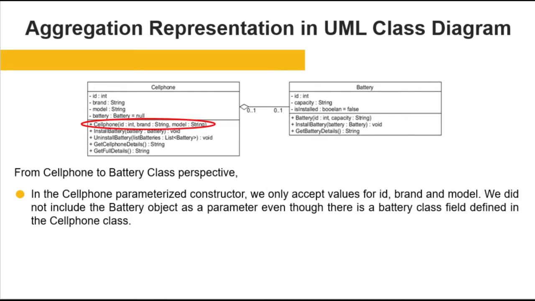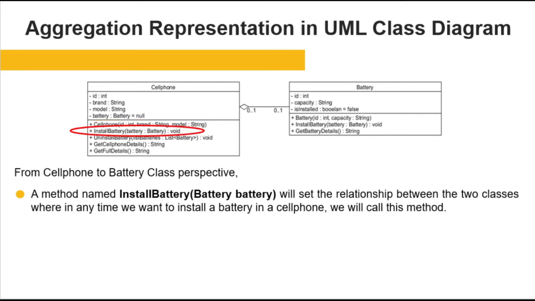In the cell phone parameterized constructor, we only accept values for ID, brand, and model. We did not include the battery object as a parameter even though there is a battery class field defined in the cell phone class. The reason is that it is possible that one may or may not install a battery in a cell phone. A method named installBattery, which accepts a battery object as its parameter, will set the relationship between the two classes, wherein anytime we want to install a battery in a cell phone, we will call this method, passing a battery object as its parameter.